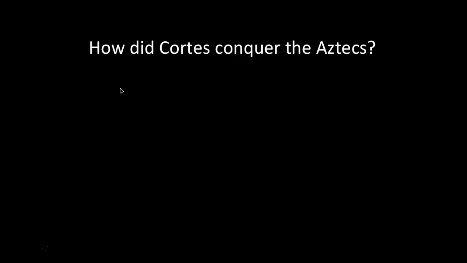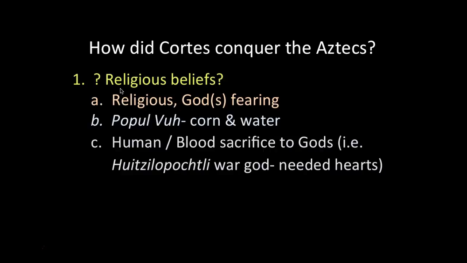So, how did Cortes conquer the Aztecs? One, religious beliefs. And I put question marks around this because there is a lot of controversy depending on the sources. A few things that we know as fact: they were religious, God-fearing people. No one will dispute this. They actually had several gods, and the history and the culture goes back many generations to the Maya, who helped establish what is called the Popol Vuh, which is kind of like the Christian Bible, or other religious texts.